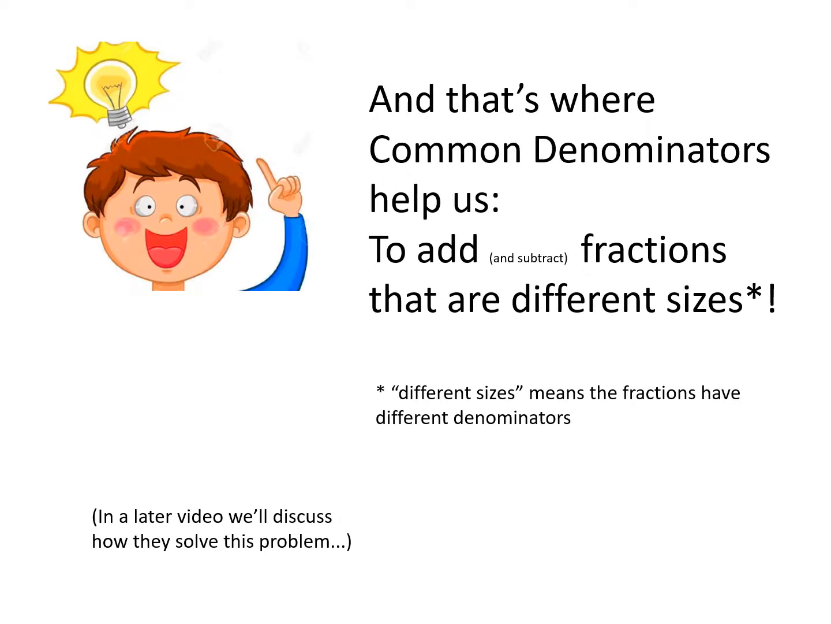That is where common denominators come in to help us. They help us to add and subtract fractions that are different sizes. And when I say different sizes, it means the fractions have different denominators, like halves and thirds and fourths. So we saw in the example here, I was trying to add halves and thirds. They're different sizes. That's where the common denominators are going to help us.